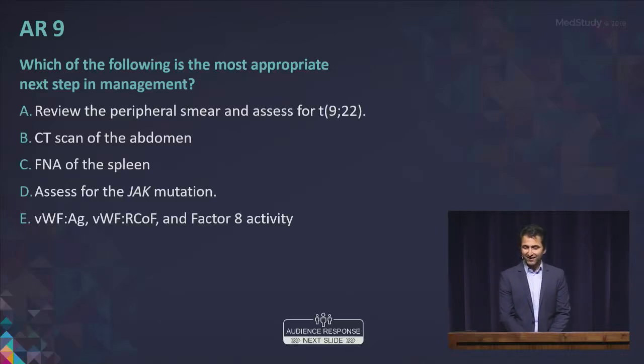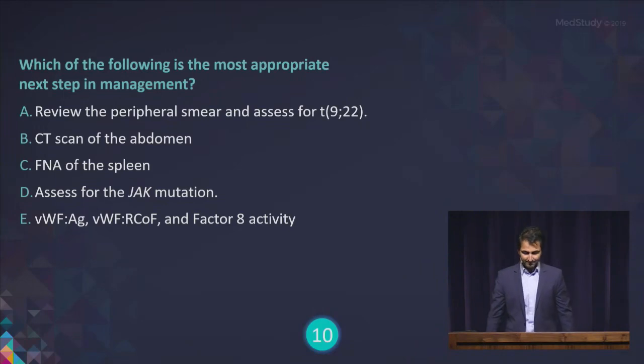Review the smear and look for the 9;22 chromosome translocation. CT her abdomen, FNA of that big spleen, look for the JAK mutation, or check a von Willebrand panel. What do you guys think?